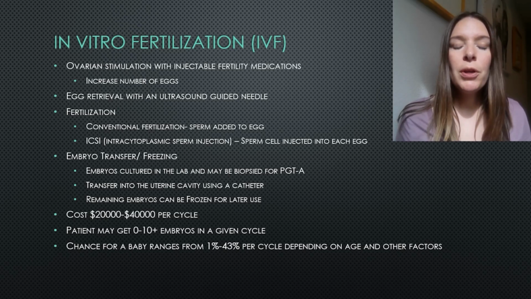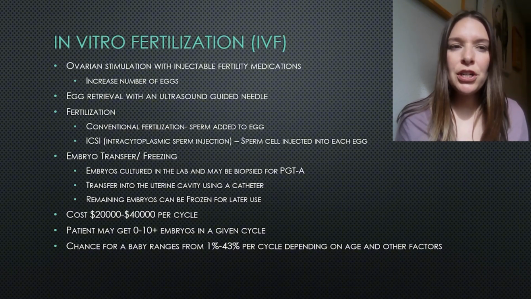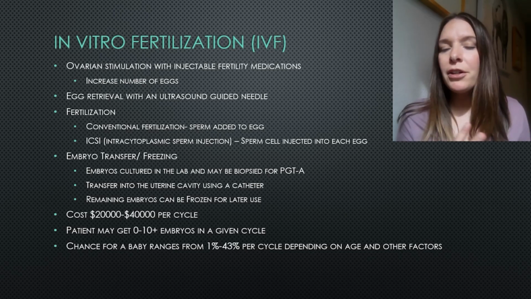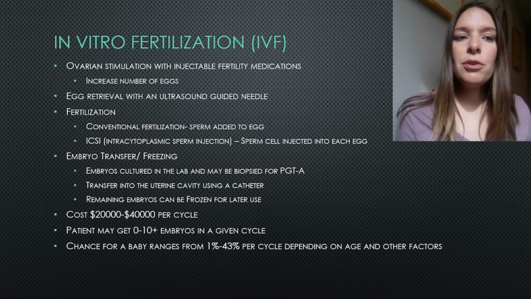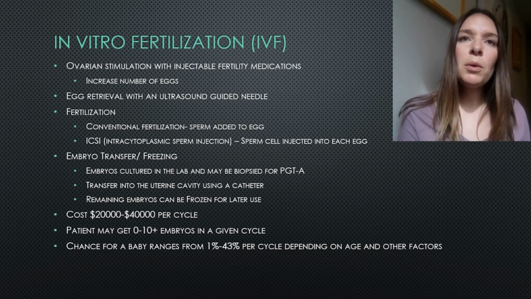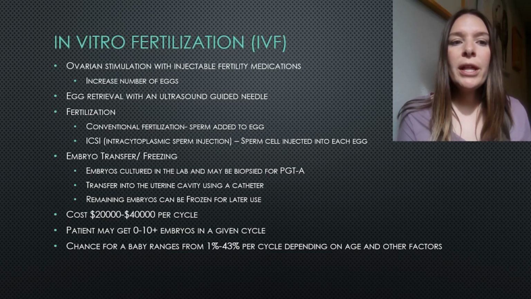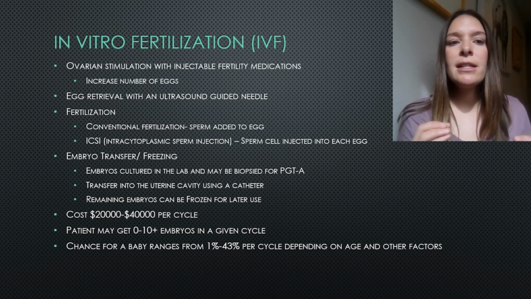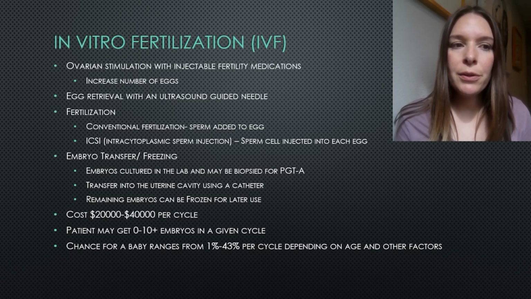There are 2 main ways to fertilize eggs that are retrieved with an IVF cycle. One is conventional fertilization, also called conventional insemination, where sperm and egg are just mixed together. Sperm are added to the egg, and many sperm have the opportunity to attempt to fertilize each egg. What's more standard these days is ICSI, or intracytoplasmic sperm injection. With ICSI, just 1 single sperm cell is injected into each egg cell. That is the preferred method, especially for any patients who are planning to utilize preimplantation genetic testing on their embryos.